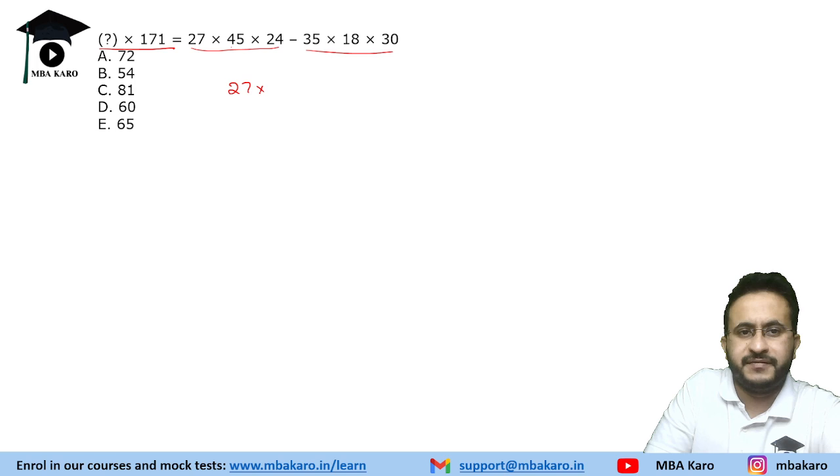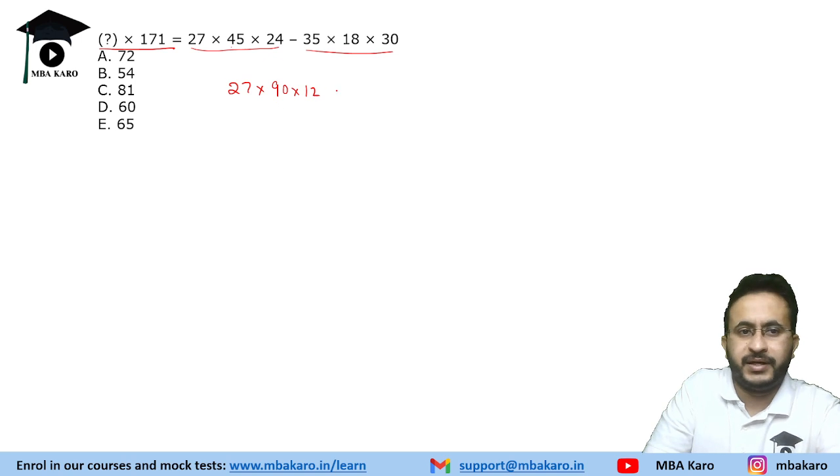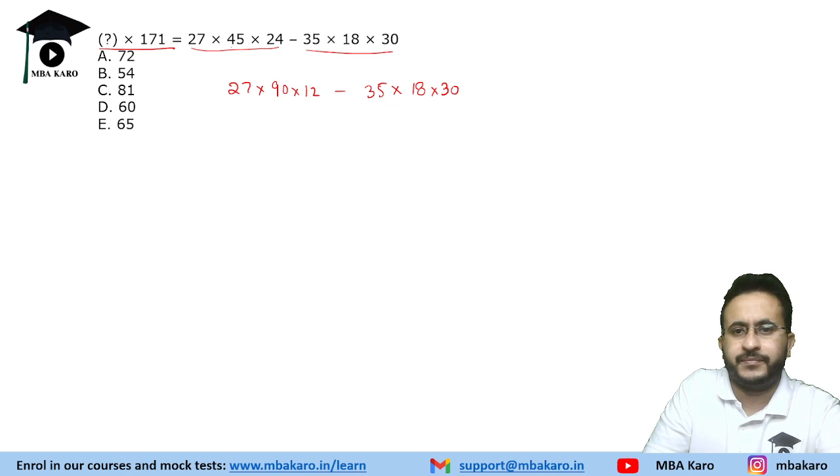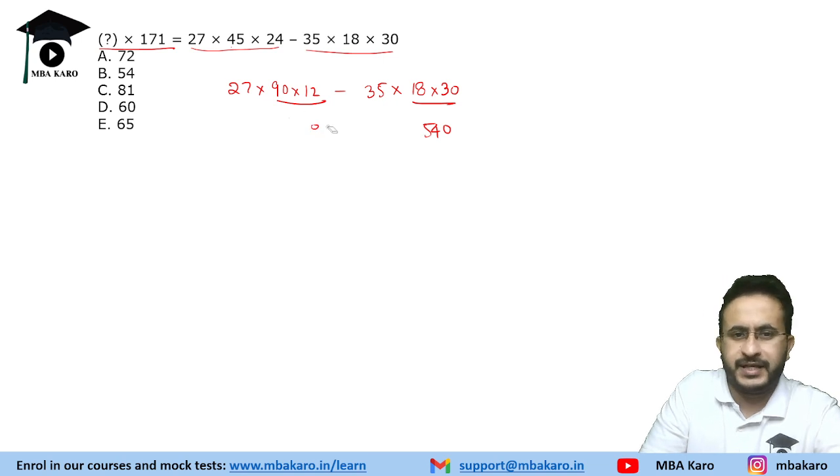Now this is 27 into 45 into 24, right? Now 45 into 24 I can do as half and double, 90 into 12, right? Minus 35 into 18 into 30. 18 into 30 we can do 540, and this is 1080. Okay, now can we do this like this?